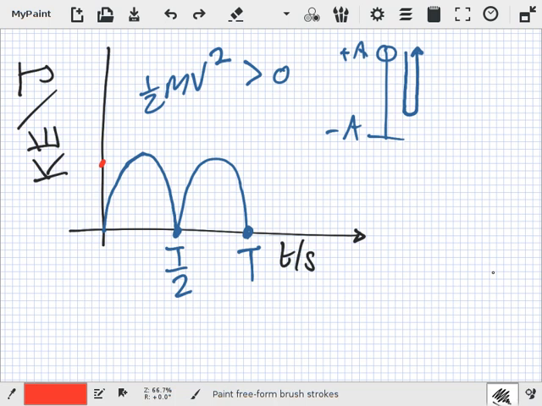Yeah? If they ask for total power dissipated, do we just calculate the power? Power dissipated and all this. It's just power.